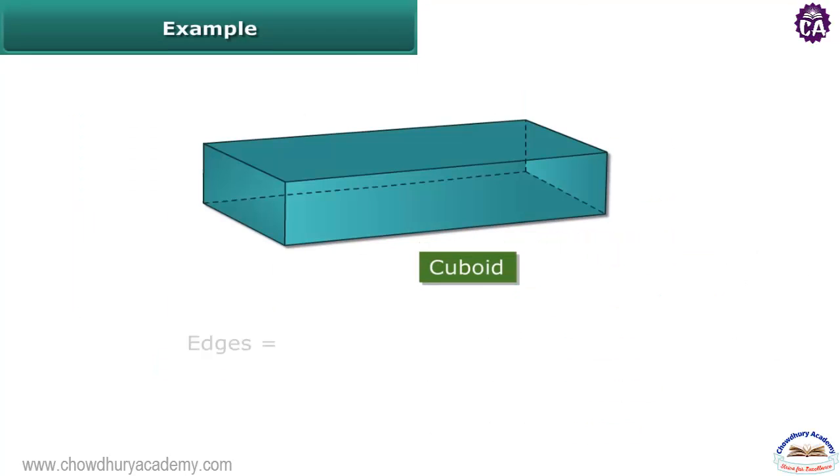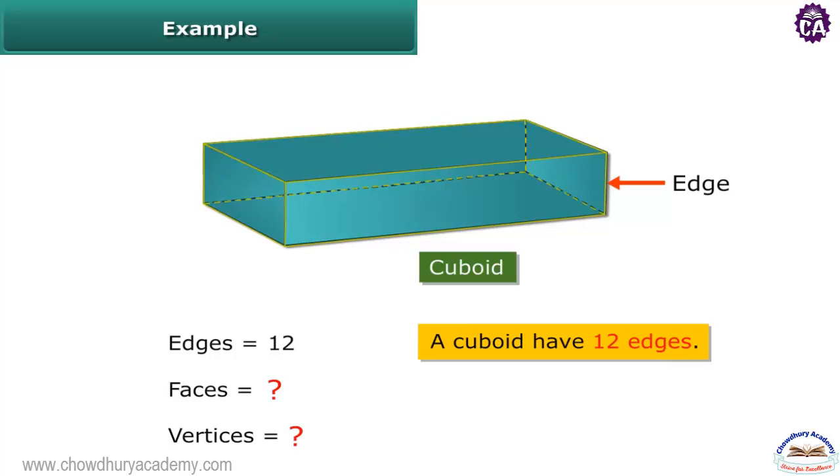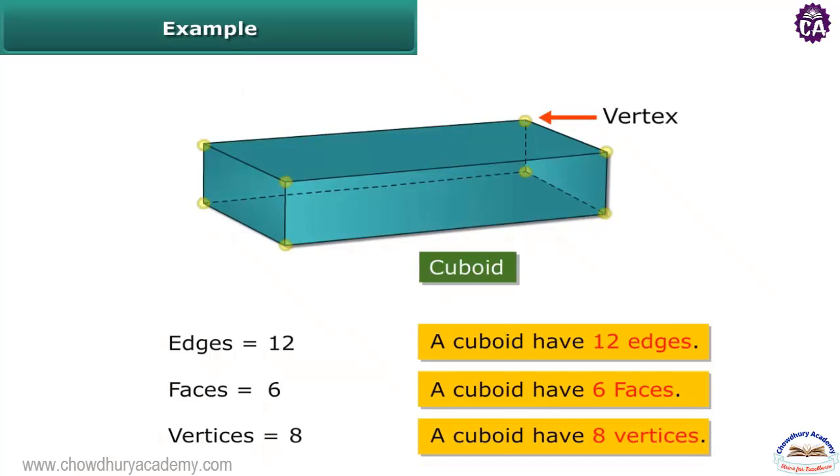Example: how many edges, faces, and vertices does a cuboid have? A cuboid has 12 edges. A cuboid has 6 faces. A cuboid has 8 vertices.